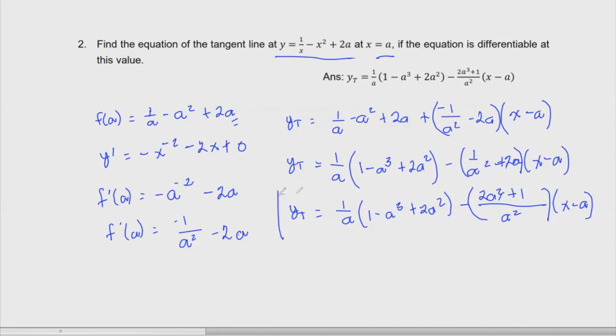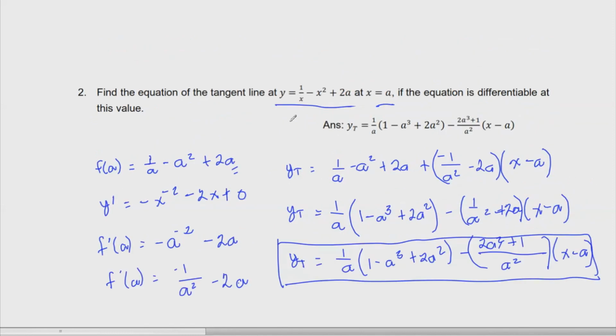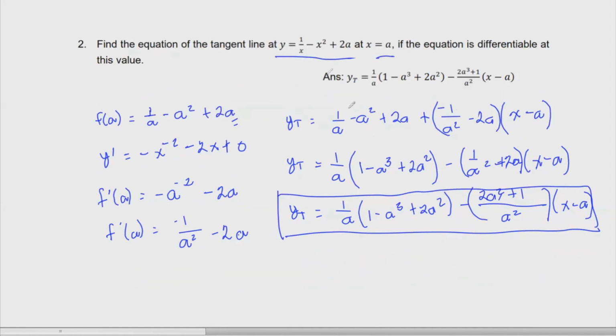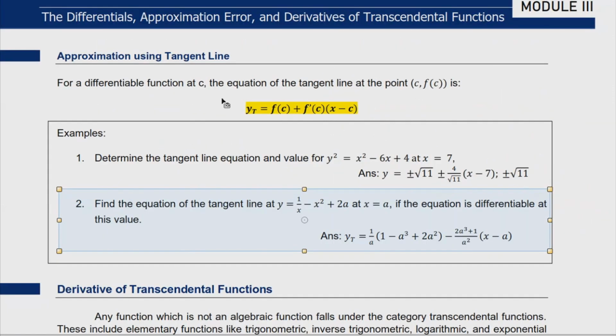Okay, so that's it for our tangent line approximation. And this is a very easy topic. You just have to find the derivative, and then the value of the derivative, as well as the function's value, given that you have the value at a point, let's say a or c, or any real-valued number. And then you just have to plug in those values into our general equation, which is y sub t equal to f of c plus f prime of c, times x minus c.